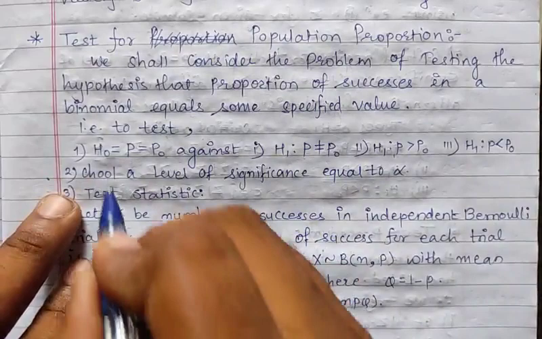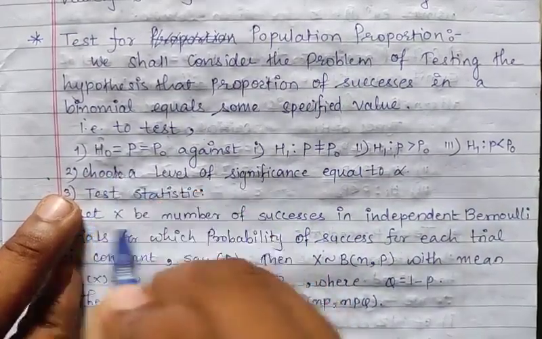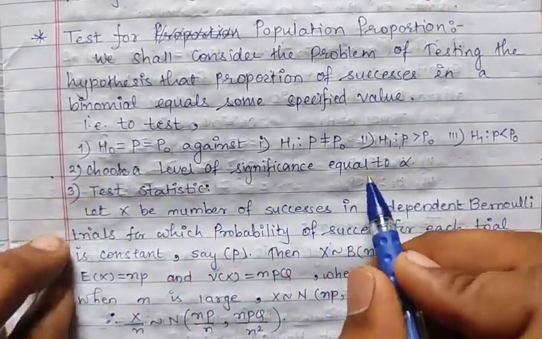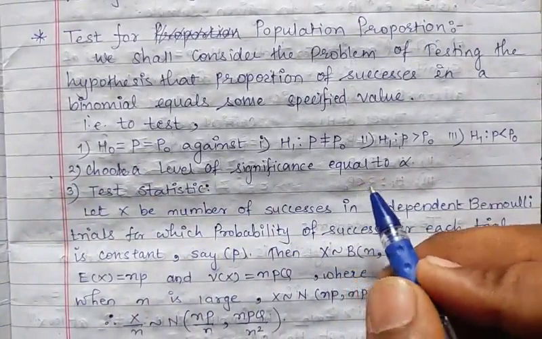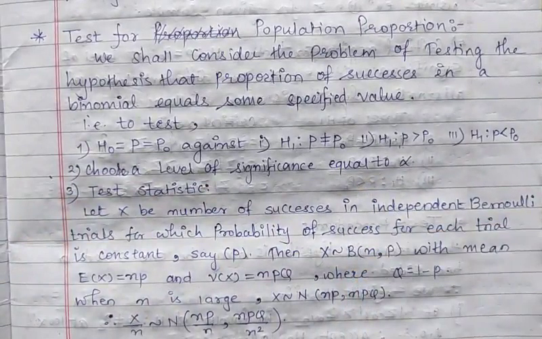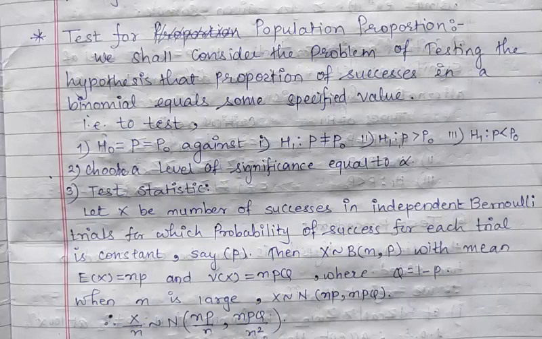Second one, choose a level of significance which is alpha. Third one is the test statistic. Now, the test statistic for population proportion.